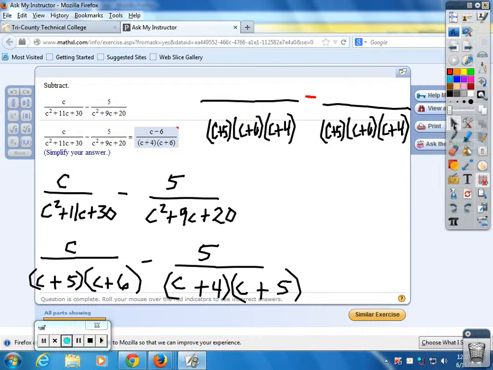All right. What's in common here? Well, C plus 5 is in common. C plus 6 is in common. What's not there? So we got to multiply the top times C plus 4. C times C plus 4. What's missing here? From here. C plus 6 times 5. So now I'm going to erase, well, what I'm going to do is I'm going to do this.